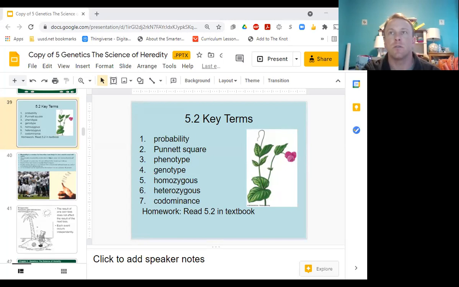Projecting on 5.2, the key terms are: probability, Punnett square, phenotype, genotype, homozygous and heterozygous, and codominance. I kind of touched on codominance today during the 5.1 lecture, but we're going to get into it further. All right, so here we go.